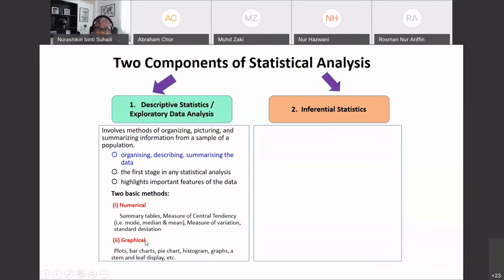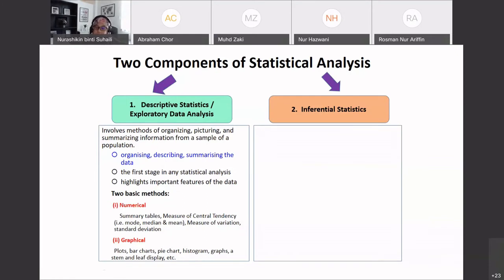And you will present the data in the form of bar charts, plots, pie chart, histograms, graph. Yeah? So this is the way how you present the data. But the most important thing here is that you understand what is descriptive statistics. It's about describing whatever the things that you have or you analyze.